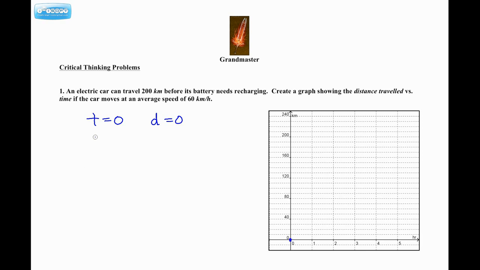Okay. And at time equals 1, which means 1 hour later, well, I must have traveled 60 kilometers. So that would be right here. Now, the question says, this is my average speed. So since that isn't changing, this should give us a straight line. We hope. Time equals 2. Well, for every hour traveled, I travel an additional 60 kilometers. So this would be 120.